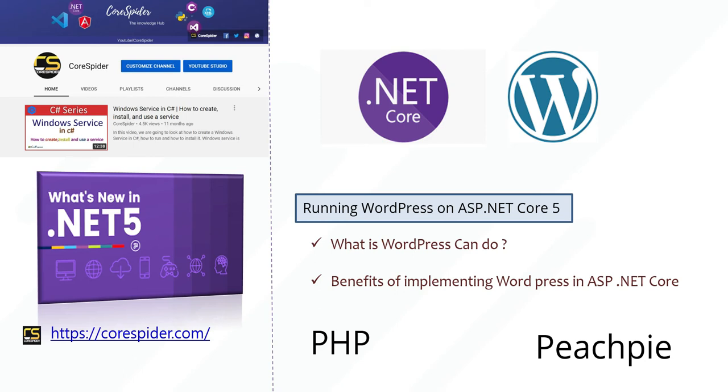To create this example, we need some prerequisites. We need Visual Studio and the .NET SDK 5.0, as we are working with .NET Core 5, and we also need the MySQL server. So before implementing WordPress in .NET Core, you must have installed the MySQL server. So let's flip to Visual Studio and create a sample ASP.NET Core web application, and we'll implement WordPress there.